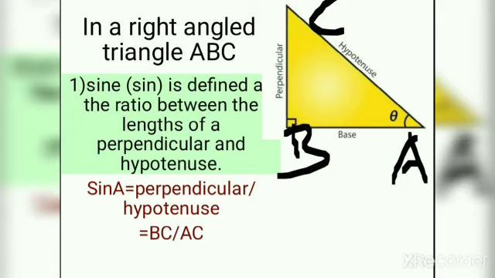So for this first one we'll see the sine. Sine is defined as the ratio between the lengths of the perpendicular and hypotenuse. So sine A, since we are taking the angle A, is equal to perpendicular divided by hypotenuse. Here what is the perpendicular? BC, and what is the hypotenuse? It is AC. So I write BC divided by AC.